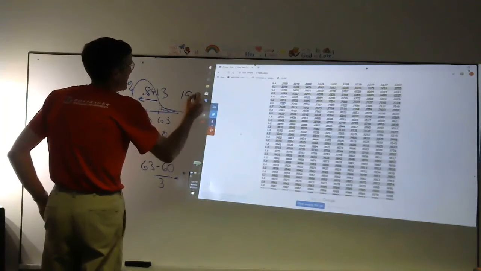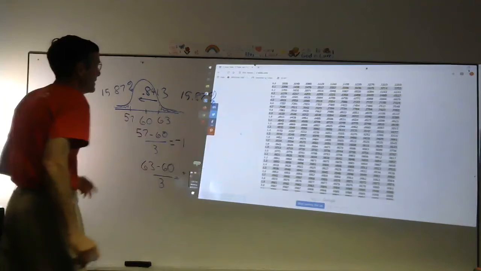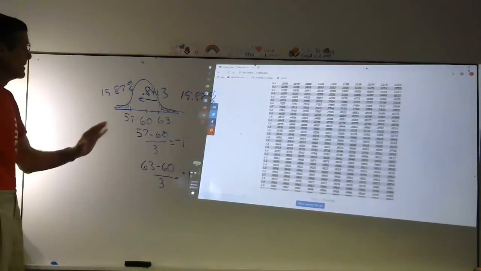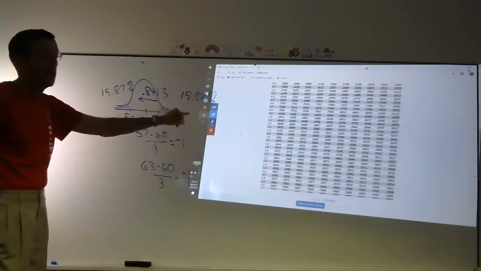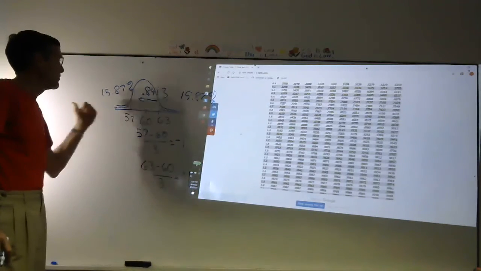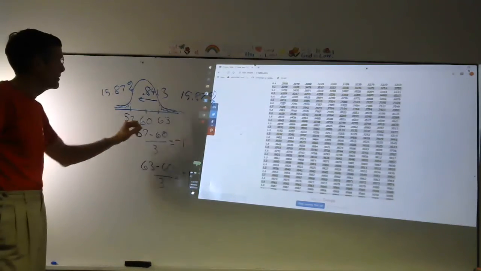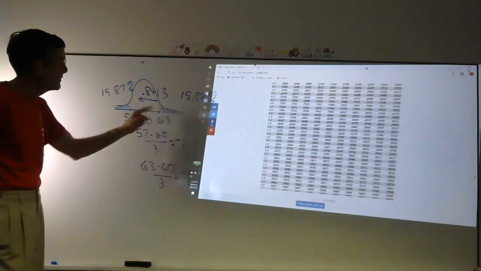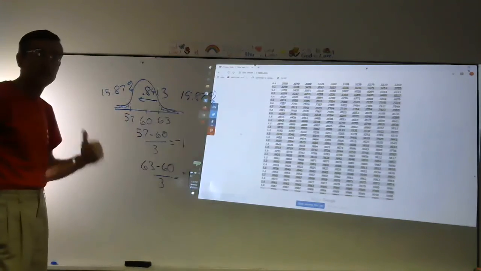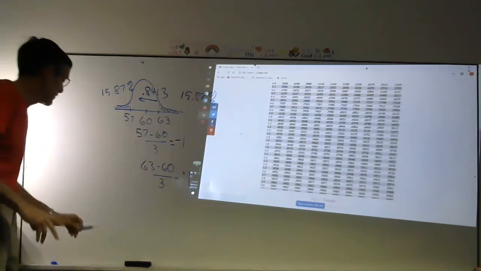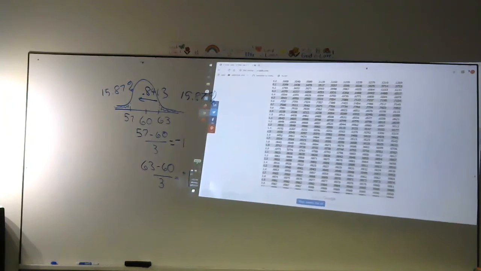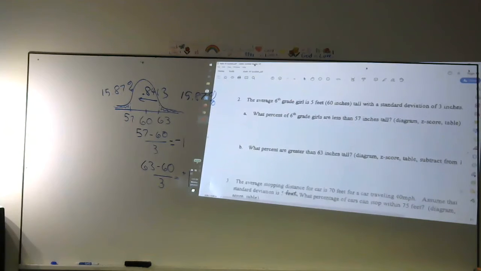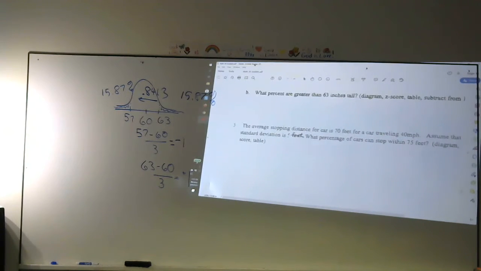It's exactly the same. This is what's cool. It's exactly the same percentage of girls that are taller than 63 as there are girls shorter than 57, because 63 is 1 standard deviation above, and 57 is 1 standard deviation below. Isn't that cool? All right. Okay, so go back and go down to problem 3.